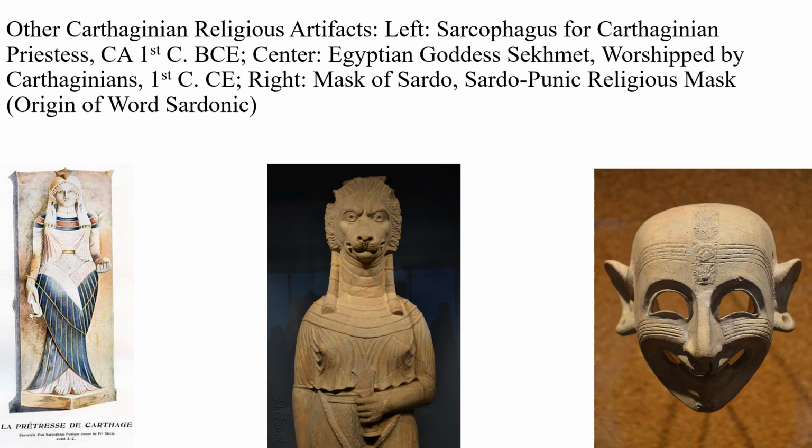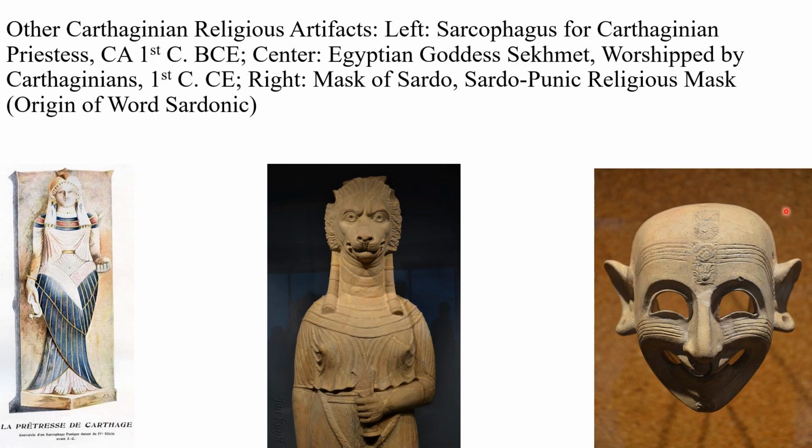Here are some other Carthaginian religious artifacts that highlight the cultural syncretism of their religion. Here in the center is a statue of the Egyptian goddess Sekhmet, who had the head of a lion or a cat, but was also worshipped by the Carthaginians. The statue is in a Carthaginian style, not an Egyptian style, and it was found near Carthage.